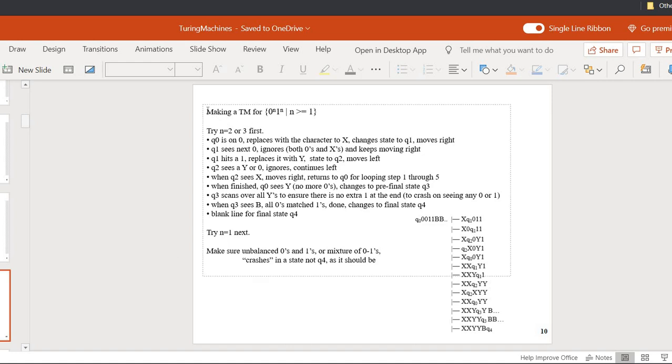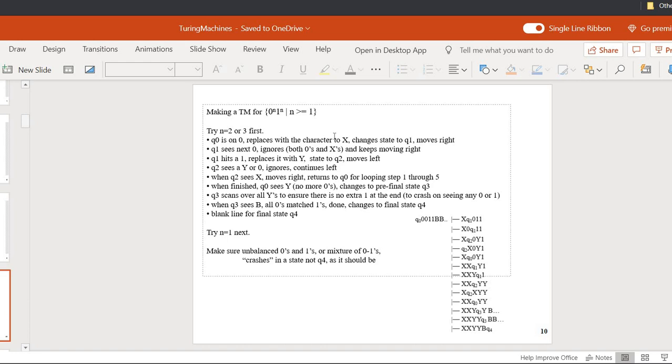So how will the Turing machine solve each of these problems? When we read this example, let's say we try n equal to 2 or 3 first. Q0 is on 0, and it replaces the 0 with x, changes to Q1, and moves right. Q1 sees the next 0, ignores both zeros and x, and keeps moving right. Q1 hits a 1, replaces it with y, changes state to Q2, and moves left. Q2 sees a y or a 0, ignores it, and continues left. When Q2 sees x, it moves right and returns to Q0 for looping.